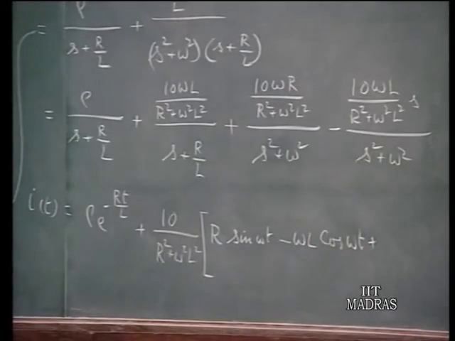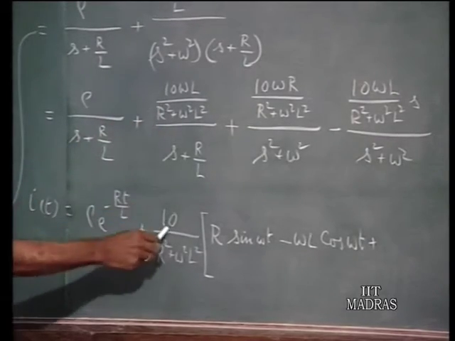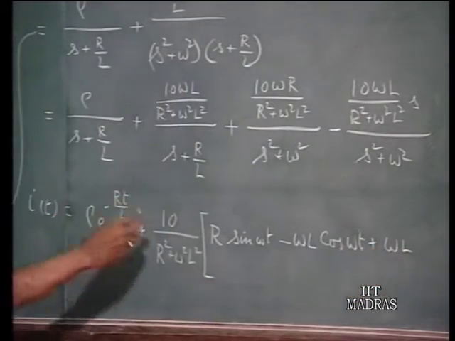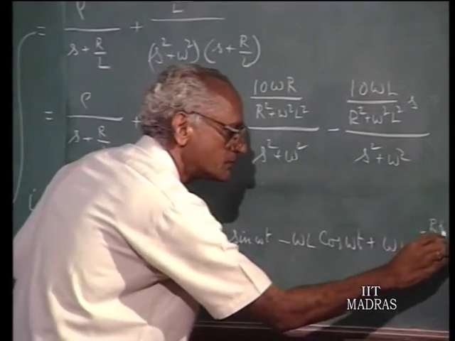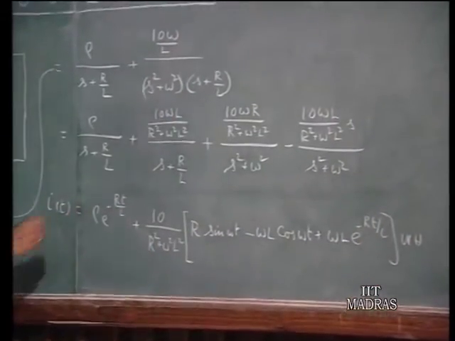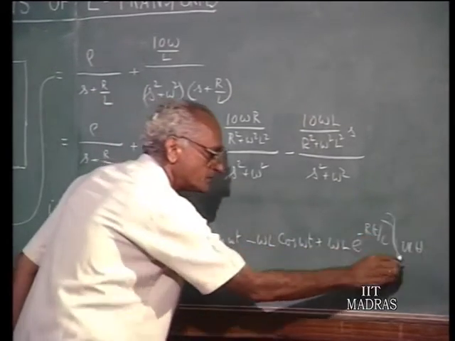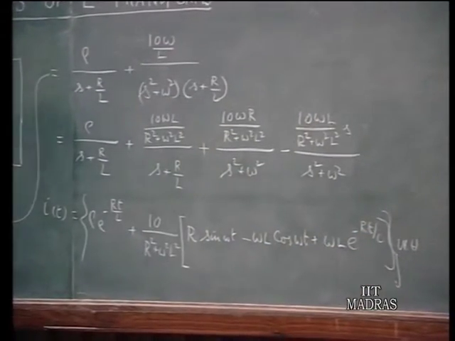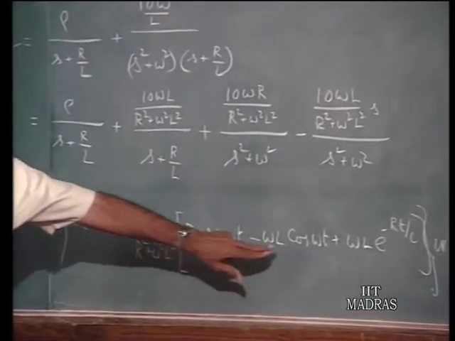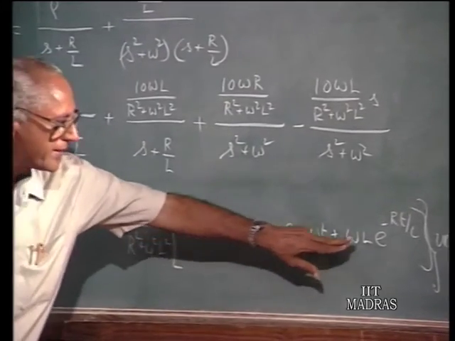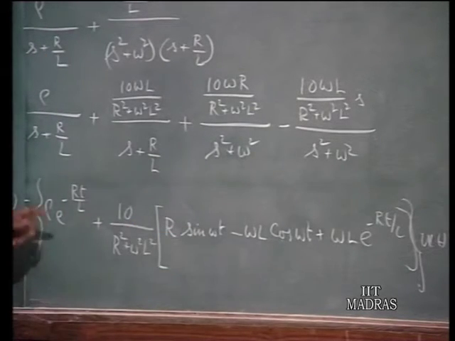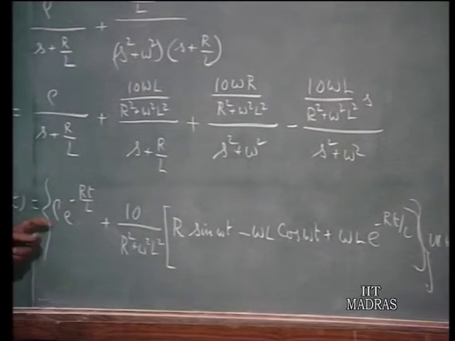Plus, here 10 by R squared plus omega squared L squared is taken out as a common factor, therefore, plus omega L times e to the power of minus Rt by L, and of course, u of t. So, all this is multiplied by u of t. You notice that at t equals 0, this is 0. This cancels out with this, because cos omega t and e to the power of minus Rt by L are both equal to 1, this is 0. Therefore, this term is 0, and this is equal to 1, and the initial value of the current i(t) is rho, which is what we know.